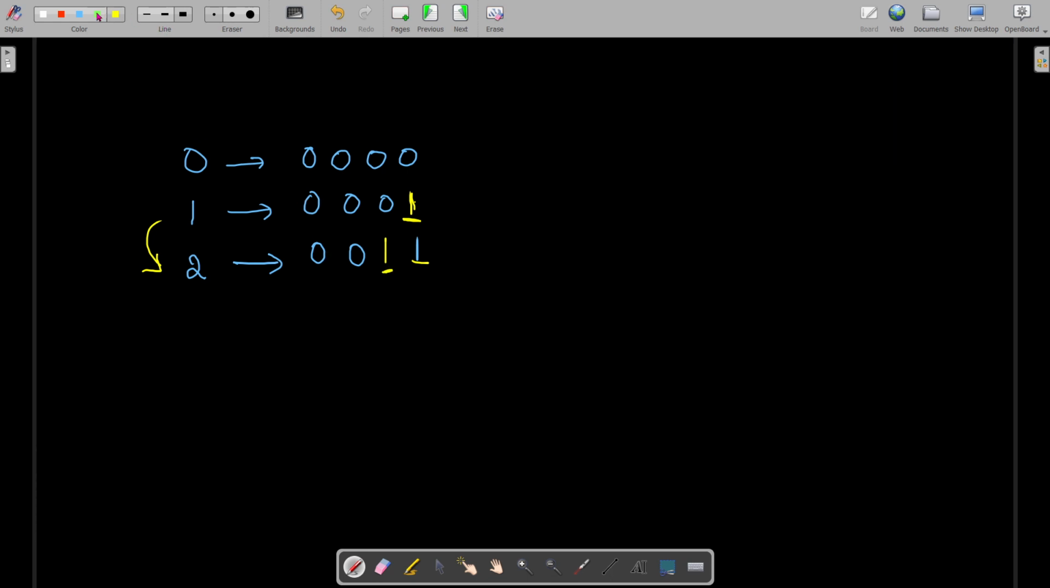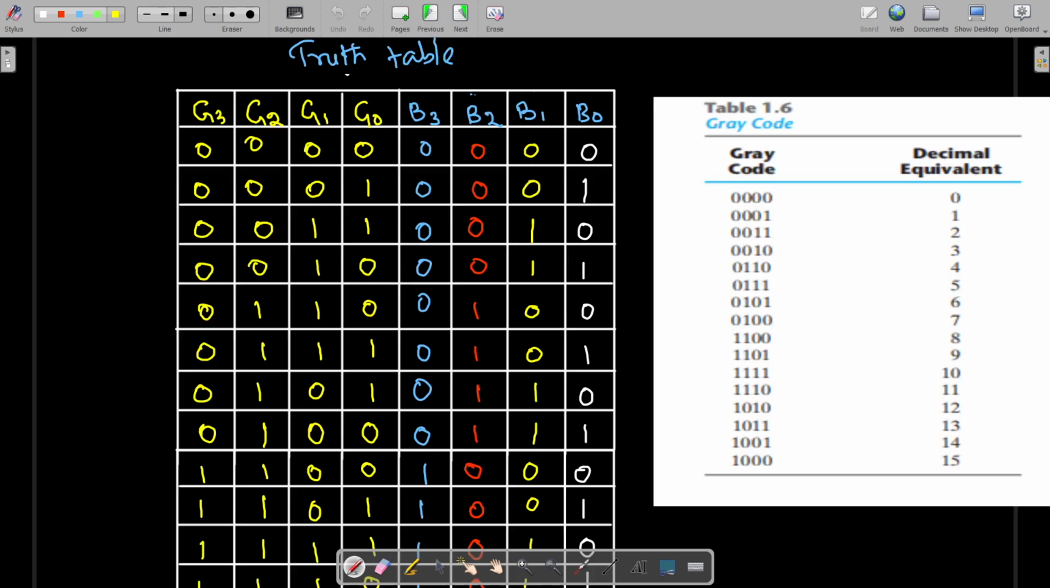Then when you move on to value 3, it would be 0010. So which one changed now? If you see, this one alone is changed from the previous value. These two values are the same, these two are the same, but this LSB bit alone changes its value. This is how we have one bit change in the gray code.